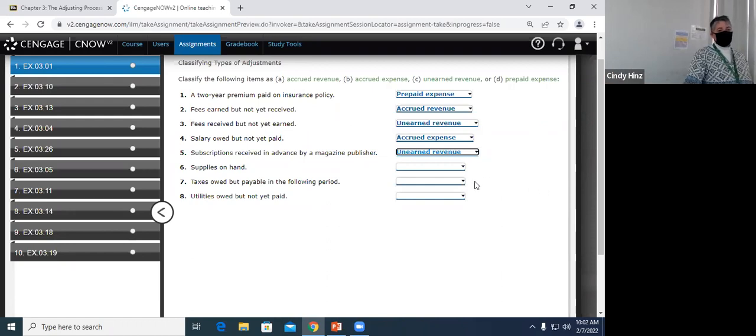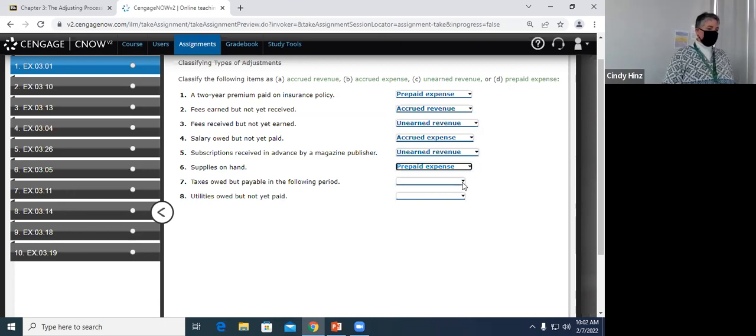Supplies on hand. We've already talked about how most companies do supplies: when they buy the supplies, they put them into that supplies account. And then at the end of the period, they look at it and say, how much of this did we actually use? And at that point, they move it on to the income statement as an expense. So supplies really represents a prepaid expense.